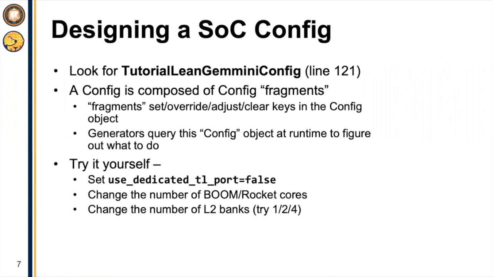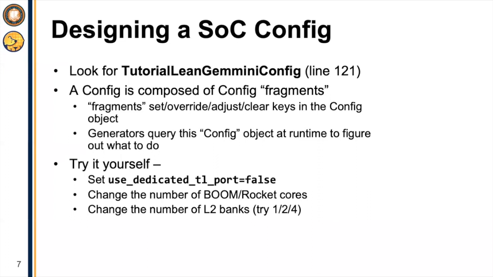You'll see this config, and beneath it there's a bunch of lines doing various things, like adding cores or adding accelerators. Each of those is a config fragment, where each fragment is setting, overriding, adjusting, or clearing some other keys in the global dictionary for the SoC configuration. So when you build an SoC, you're essentially composing together a bunch of these config fragments that collectively describe the entire SoC that you want.